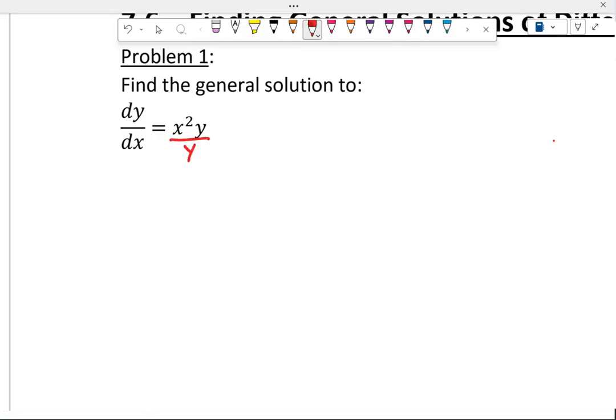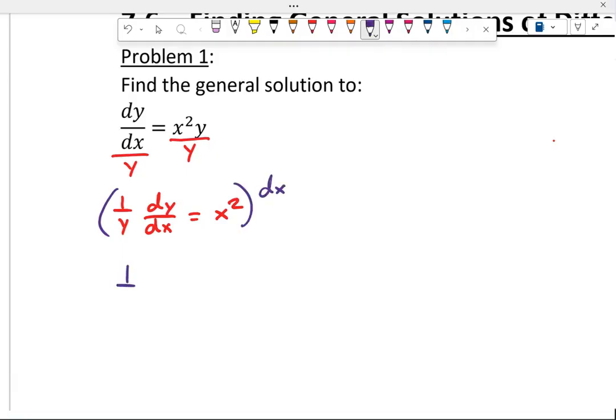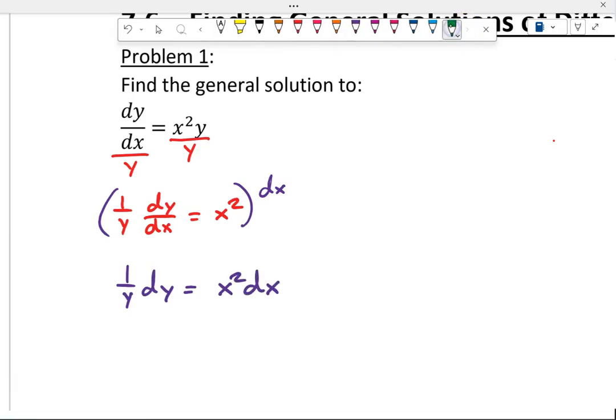All right. We want the y's on the left, x's on the right, so I'm dividing by y on both sides. That gives me 1 over y dy over dx equals x squared. I still need to do one more thing to separate. What is that? Multiply by the dx. And I have 1 over y dy equals x squared dx. All right. Now that we have separated, we can go ahead and integrate both sides.